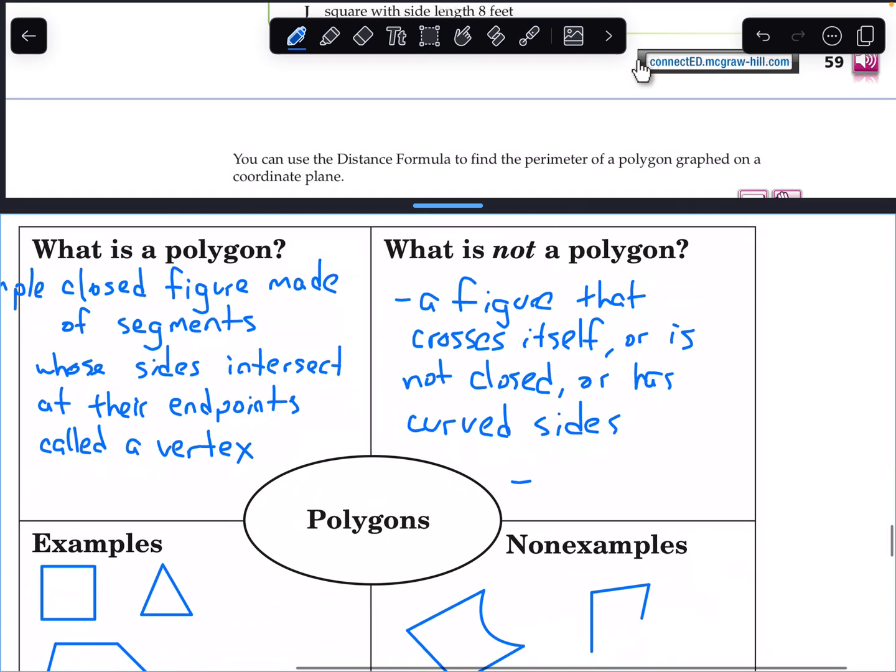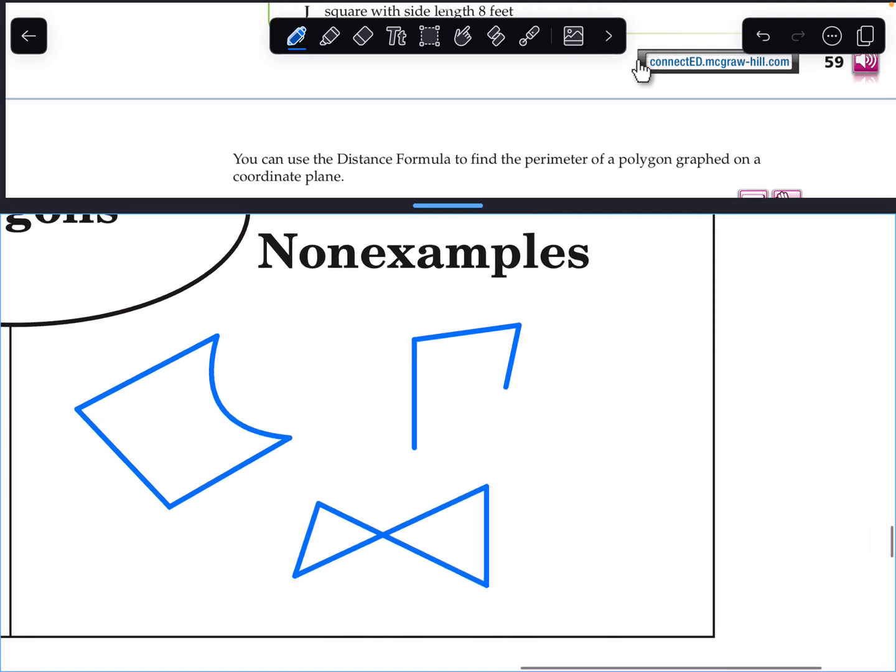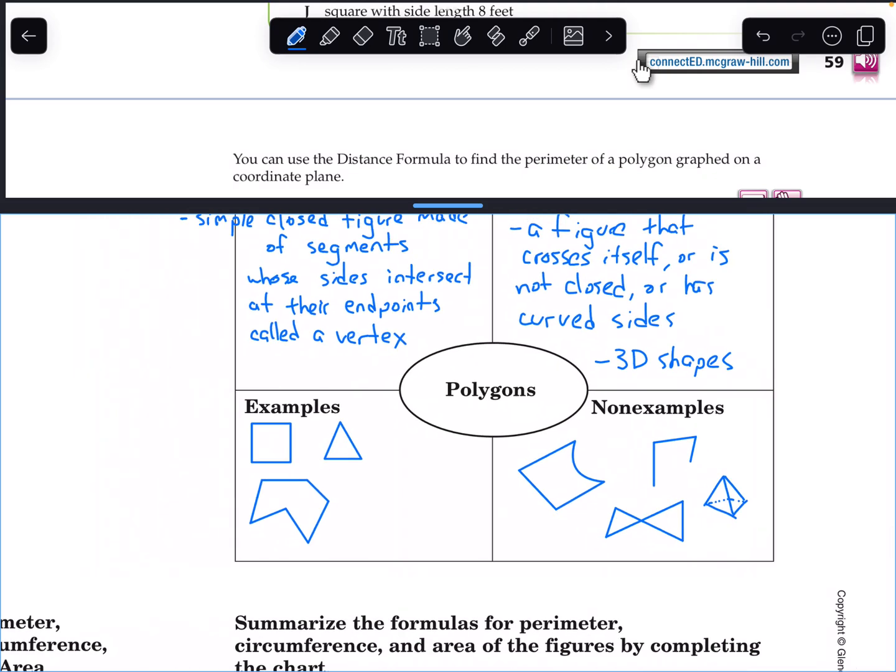Of course, we could also go really crazy. What is not a polygon? Any 3D shapes. Could throw that in there, right? It's a non-example. You're just going to have to trust me on this. We'll draw a quick pyramid here. Any 3D shapes are not polygons.